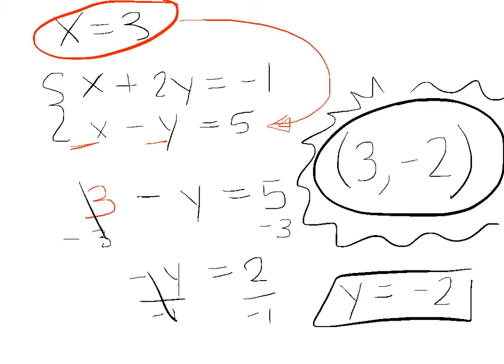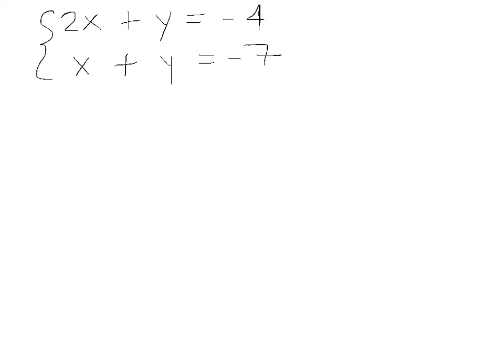Alright, we're going to do one more example. We need to solve for x. That's what we're going to do next. So our final example tonight is going to be 2x plus y equals negative 4, or x plus y equals negative 7. Now the fun thing about these types of systems is it doesn't matter what you solve for.